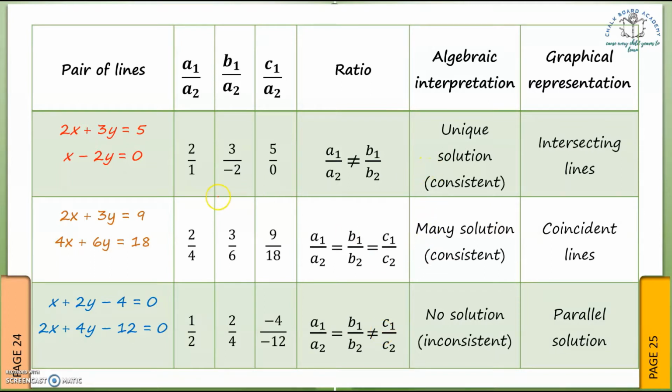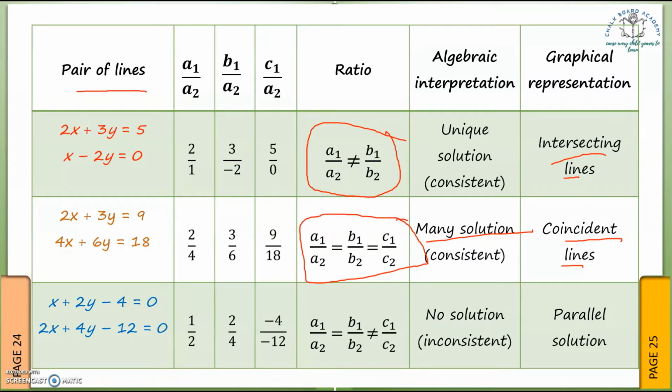So here in this table we can see that for a pair of lines, that is a pair of linear equations, if they are intersecting lines, that is we are talking about graphical representation, they have a unique solution, and a1 by a2 is not equal to b1 by b2. And when they are coincident lines, they have many solutions because all the points are common in them. So a1 by a2 is equal to b1 by b2 is equal to c1 by c2. And the last one, when they have no solution or they are parallel to each other graphically, we say by ratio a1 by a2 is equal to b1 by b2 but not equal to c1 by c2.